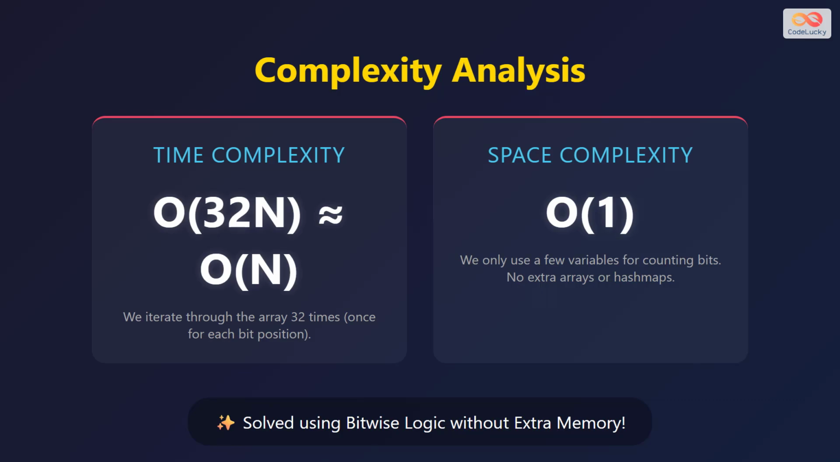This solution is highly efficient. The time complexity is technically O(32n), which simplifies to O(n), or linear time. Crucially, the space complexity is O(1), or constant space, because we only use a few integer variables regardless of the input size. This is the optimal way to solve single number 2.